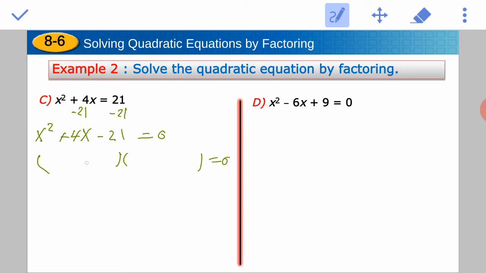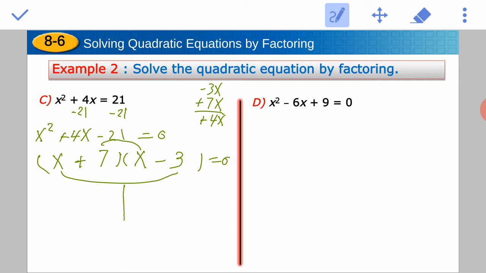The last sign is negative, so the signs are different. X squared is going to be x times x. Two ways to factor 21: 21 times 1 or 7 times 3. I need the difference this time. I need the difference between the two factors to be 4. So I'm going to choose 7 times 3. Guys, if you check the outer, it's going to be negative 3x. And the product of the inner terms is going to be plus 7x. The sum of negative 3x and plus 7x is plus 4x. This is exactly the middle term, so factoring is great.